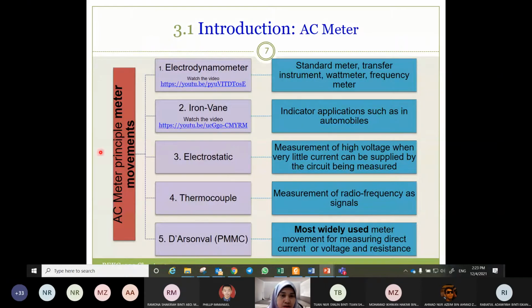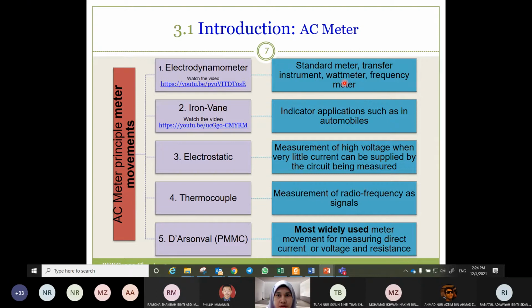Okay, so these are the 5 AC meter movements: electrodynamometer, moving iron, electrostatic, thermocouple, and PMMC. The answer to number 4 will be explained at the end of the chapter. But this is the summary. For the electrodynamometer, you can watch the video to know more about the meter movement.